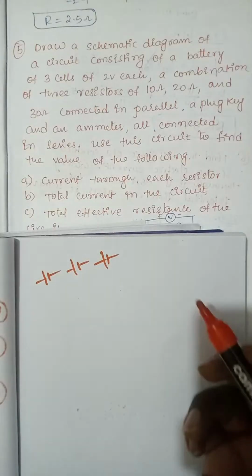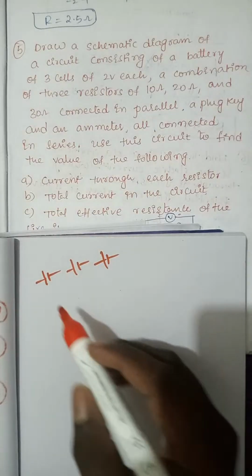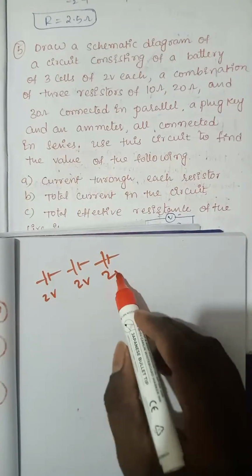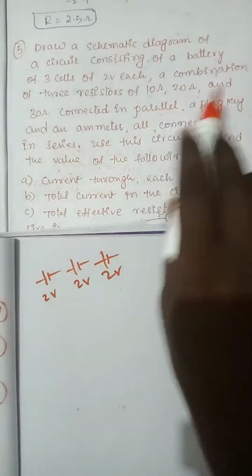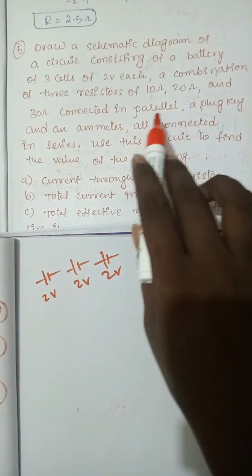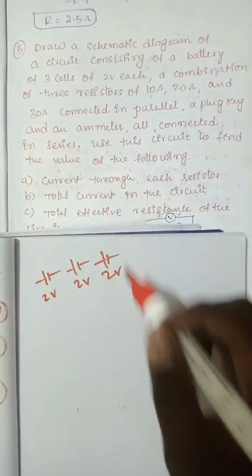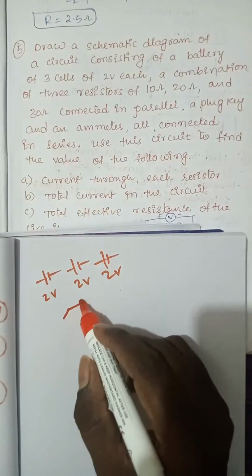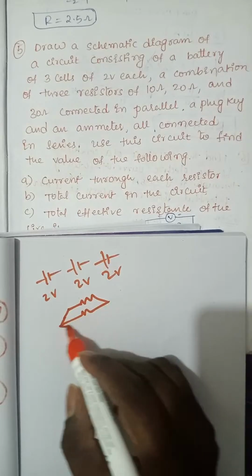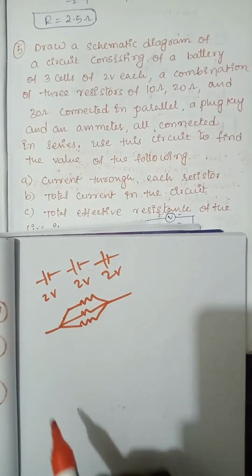For this we can draw directly, no need to draw separately. Tools given. A combination of three resistors connected in parallel. So here you see 10 ohm, 20 ohm, 30 ohm connected in parallel. Like this you have to take. So a parallel combination, directly you can join a side. So this is a parallel combination.